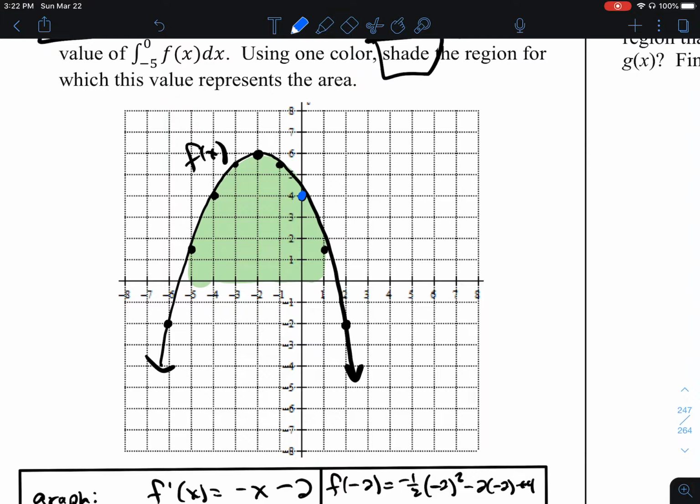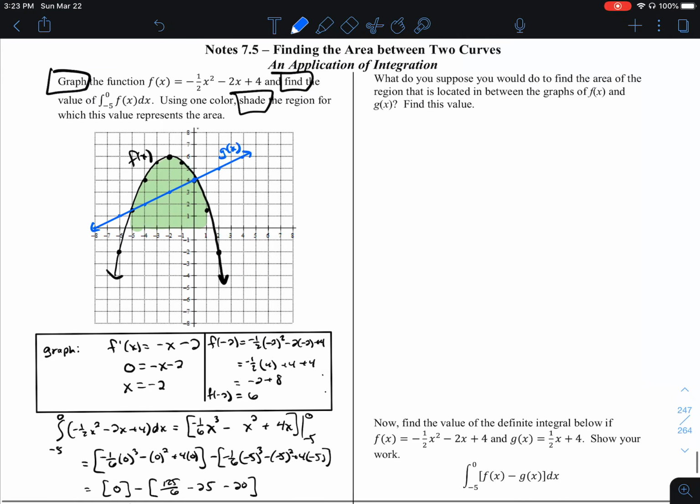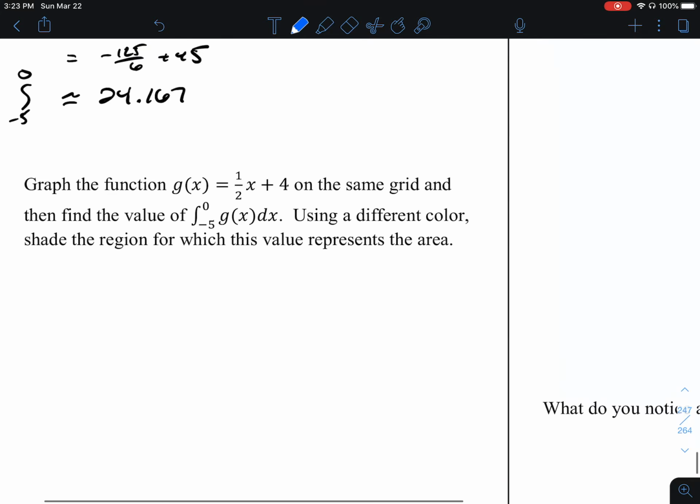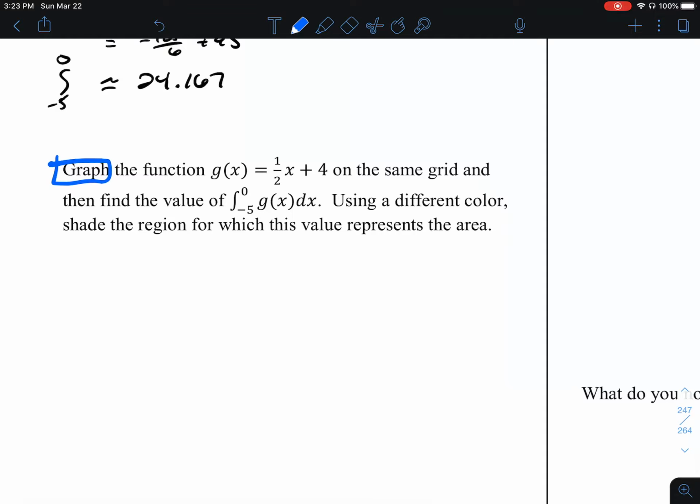The y-intercept is 4. The slope is 1 over 2. So I go up 1 to the right 2, up 1 to the right 2, or down 1 to the left 2, down 1 to the left 2. Connect your points with a line. This is called function g of x. Dig it? Graph the function. Easy enough. Same grid, did it, and then find this value. We are integrating from -5 to 0, 1/2 x plus 4, dx. Let's do that.